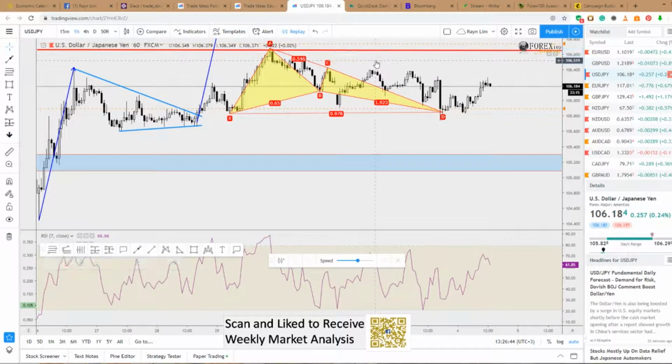Okay, so this is something for you to think about. Trading strategies are just like a toolbox, and it really depends on how you use your tools to engage the trade. Alright, so for dollar yen, in short, I'm still waiting for a buying opportunity at the support level.